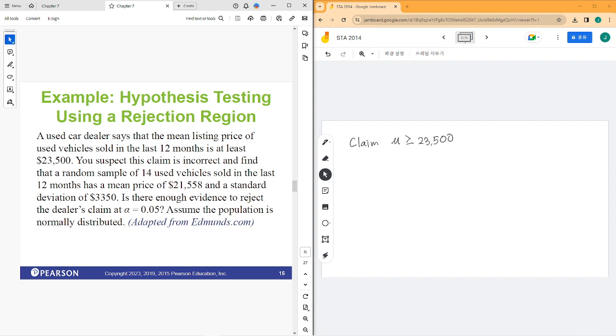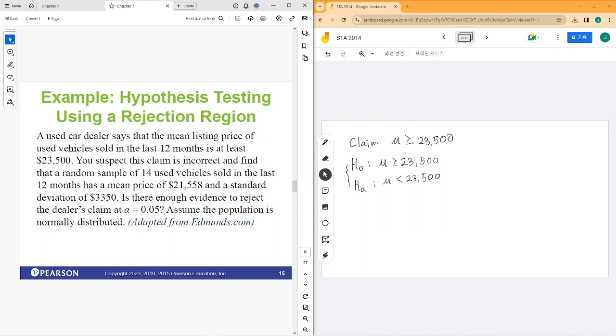So we have the null hypothesis as mu is greater than or equal to 23,500, because we assume that the equality condition in the null holds when you do the hypothesis testing. So this condition should be the null hypothesis, and the alternative hypothesis is the complement of this. So we have mu is less than $23,500.